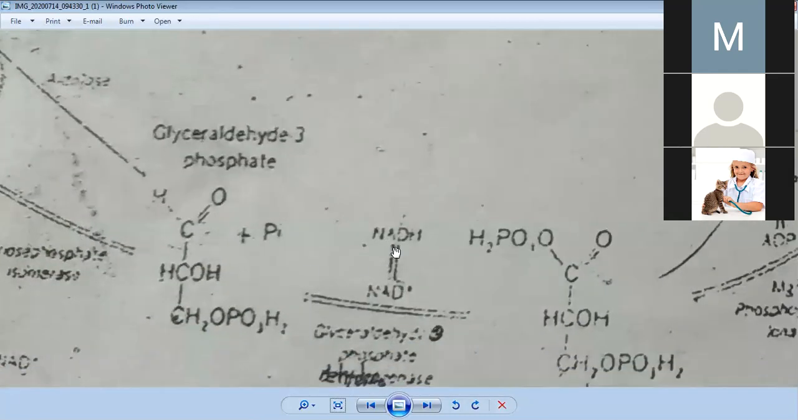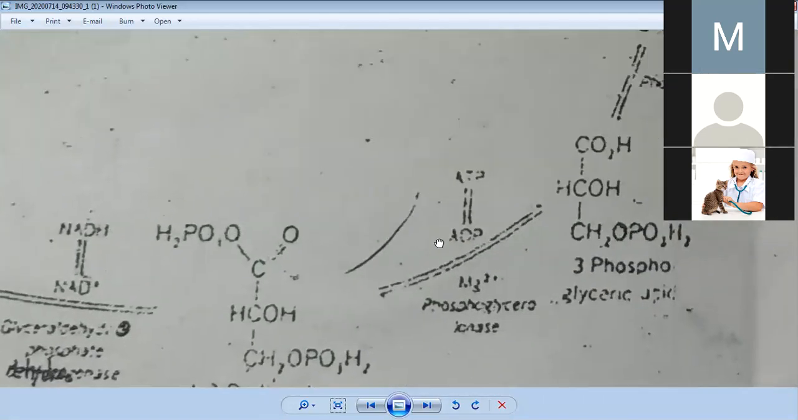Now here we can get 3 ATP. So 3 into 2, because glucose has 6 carbon. Here we found 3. So from one molecule of glucose, we will get 2 glyceraldehyde 3-phosphate. So that means there will be a 1 NADH twice, that means 3 into 2. So that means here we will get 6 ATP.